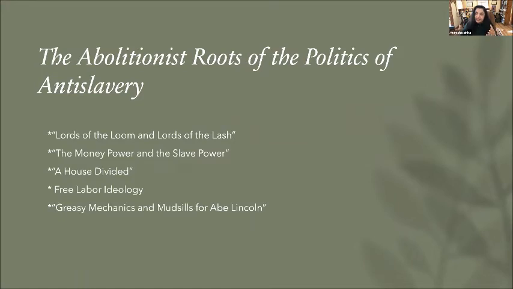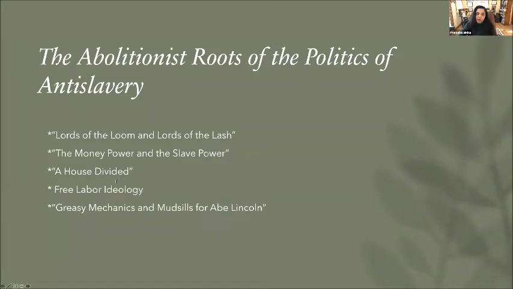It's important to see that connection and not to dismiss abolitionists as some sort of radical fanatic minority that had no influence in Northern politics. No, without the abolition movement, one can't even imagine the emergence of an anti-slavery Republican Party and the election of Lincoln in 1860 to the presidency.